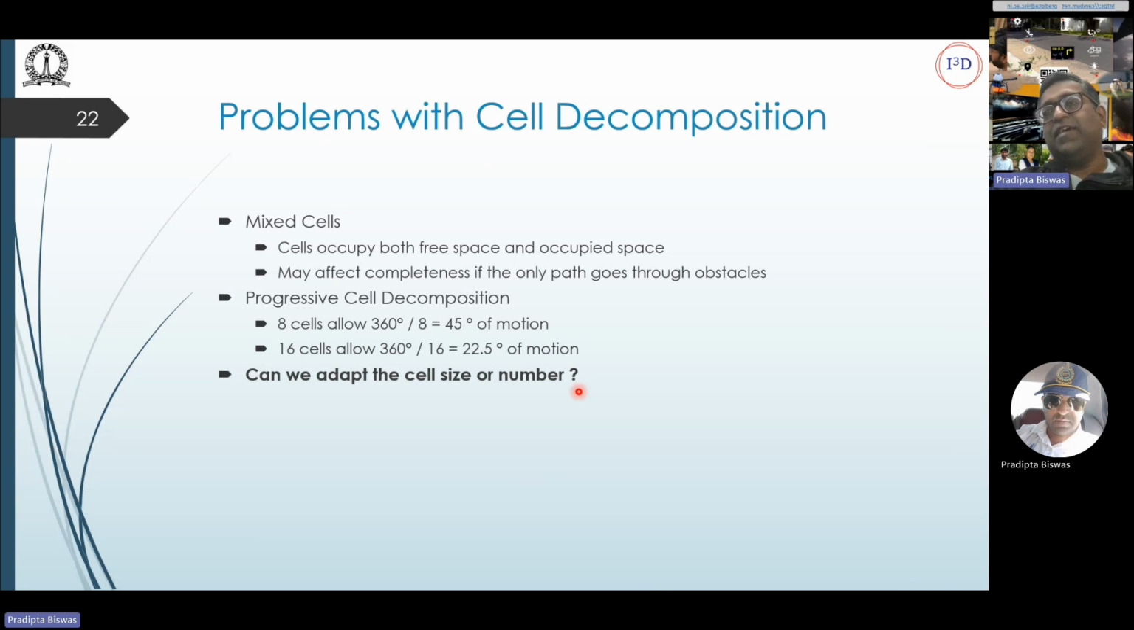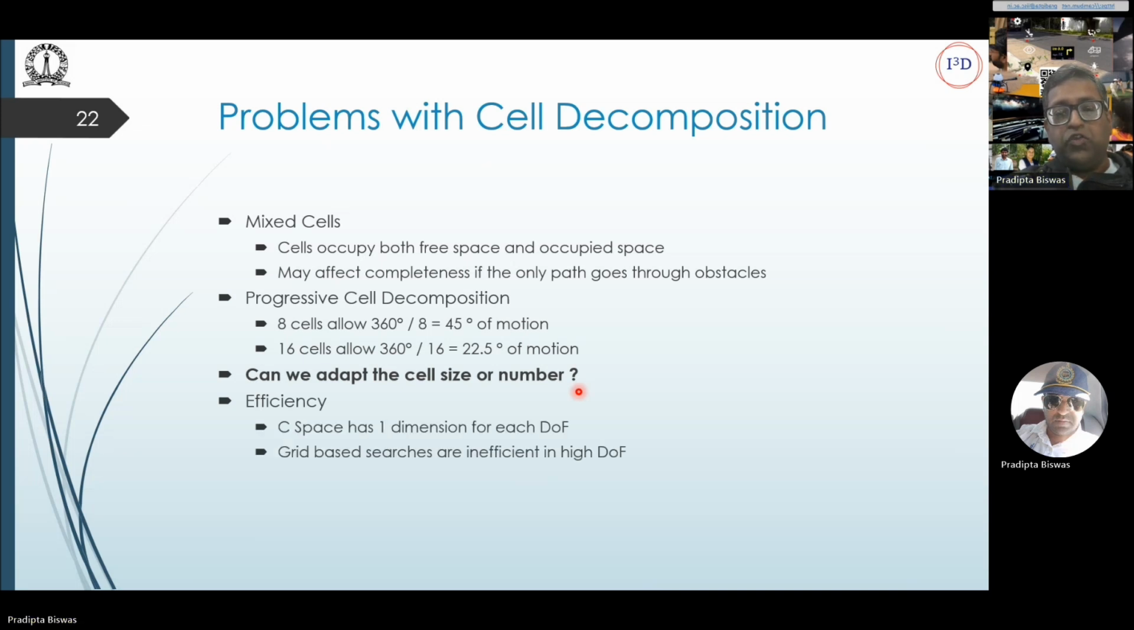So can we adapt the cell size or number? Because by brute force, using smaller and smaller cells is not the best solution, because many of our algorithms have space complexity which is exponential in terms of the branching factor or the depth. So there are two approaches we will discuss. One will be using potential field. That is very similar; you will see that we already looked at a very similar concept.